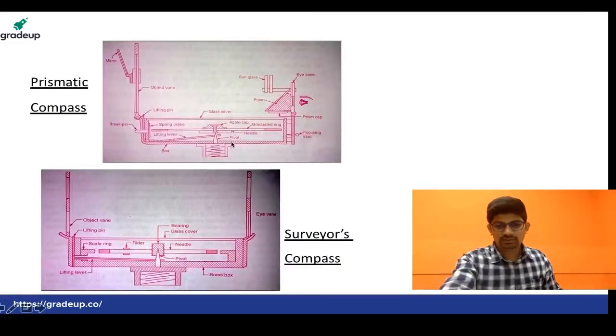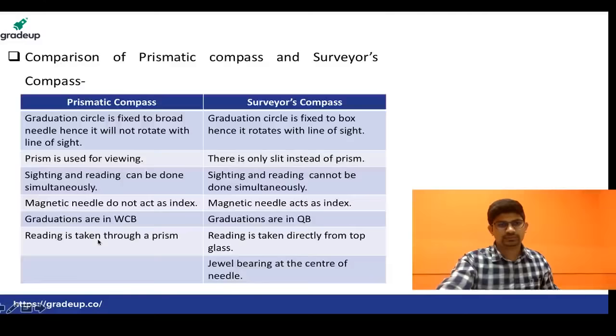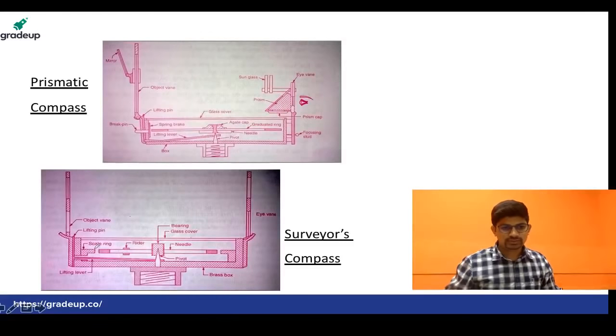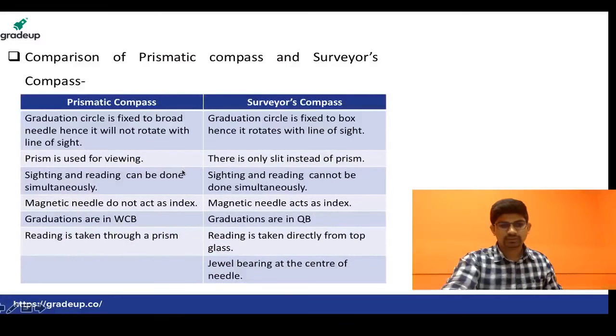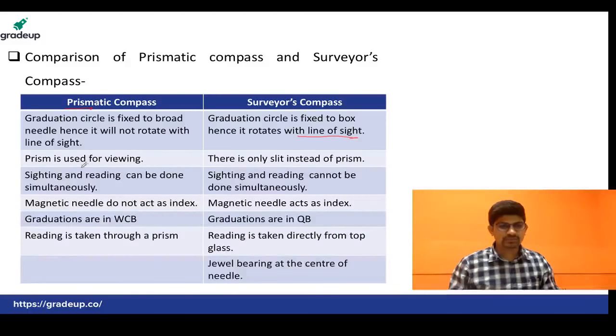Okay, so here you can see the difference. This is the graduated scale. It is attached to the box, so it will rotate with the line of sight. Now in the prismatic compass, as the name suggests, a prism is used for viewing. While in the survey compass there is only a slit instead of a prism. So you have to take the reading from the top.